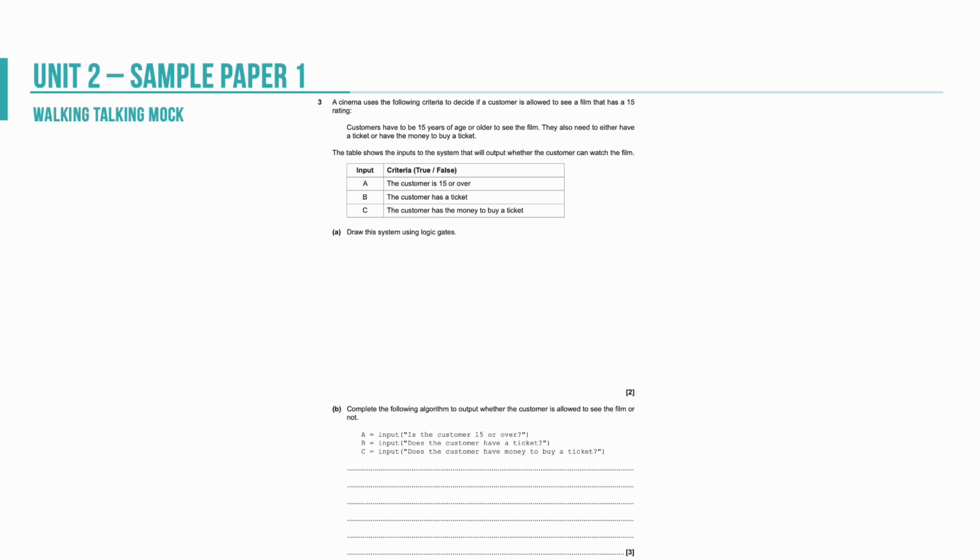So we've got input A, which is whether the customer is over 15. We've got input B, which is whether the customer has a ticket, and we've got C, the customer has the money to buy a ticket. This is really then about, can you remember the shapes of the different gates? So we need an OR gate here, and we need an AND gate, to add up these three criteria.